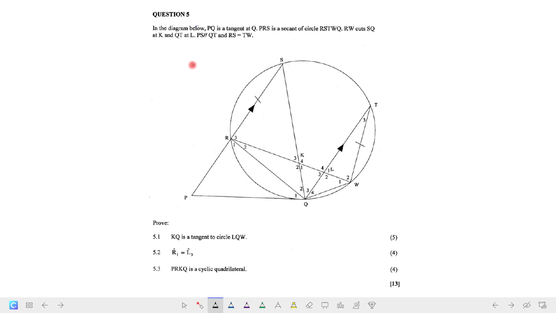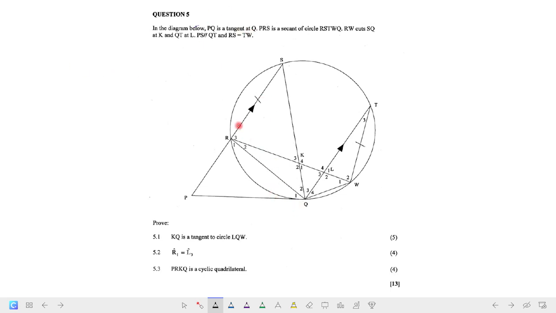The question here, question 5, goes as follows. In the diagram below, PQ is a tangent at Q. PRS is a secant of a circle RSTWQ. RW cuts SQ at K and QT at L. PS is parallel to QT and RS is equal to TW.